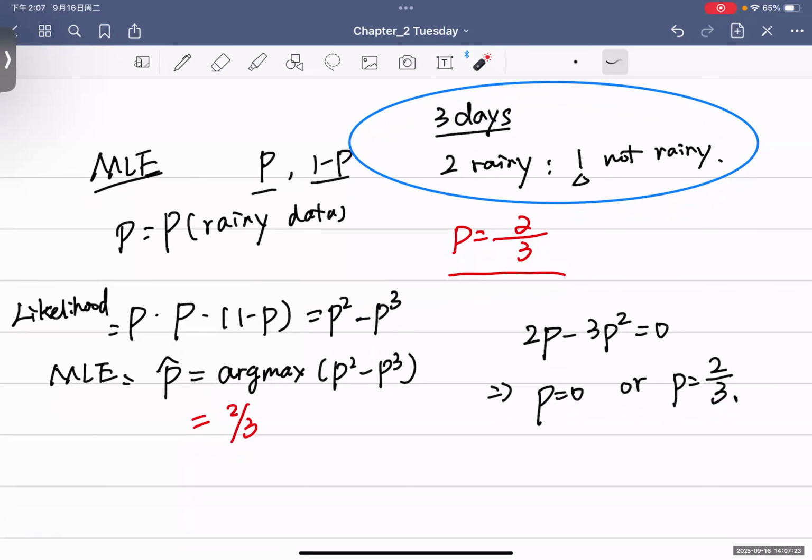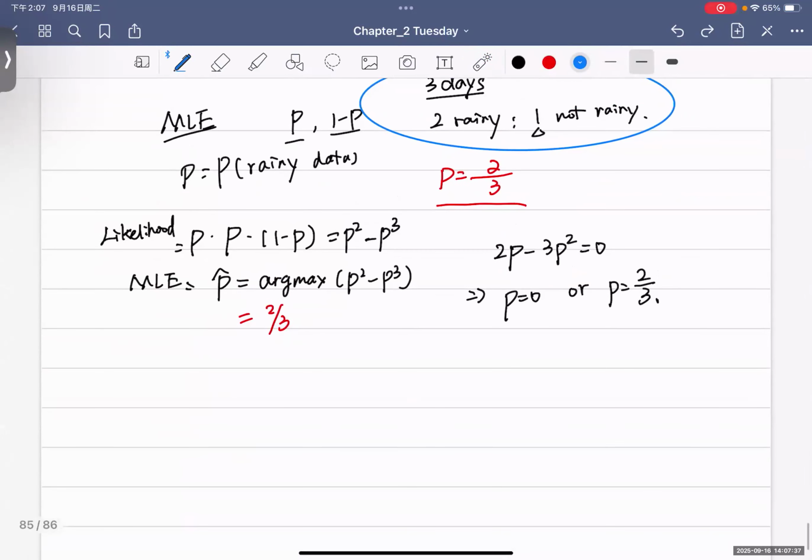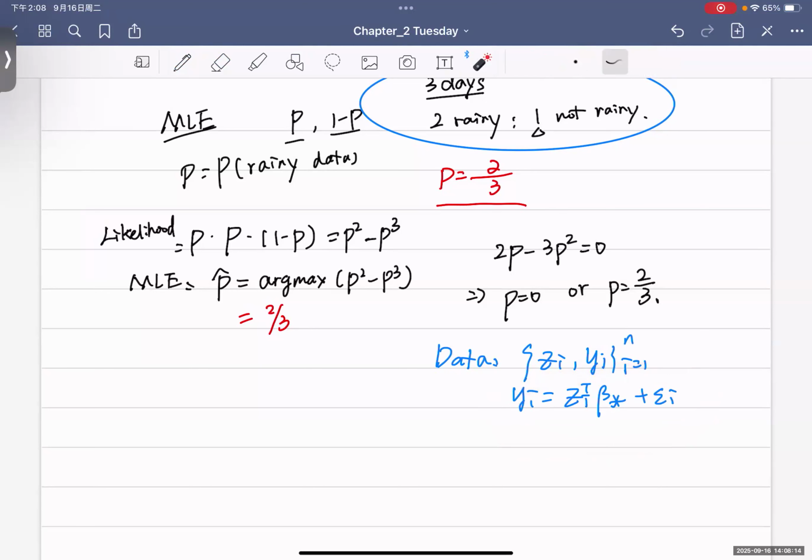And now our question becomes a little more complicated. Now my data does not look like this. My data is given as, I also use the blue, okay, zi and yi, i from 1 to n. And we also know where the noise comes from. What is the random thing? The random thing comes from our epsilon. So only epsilon has the probability. So this is our data. And what we are trying to estimate is beta star, and epsilon is our randomness. Therefore, we can find that yi minus zi transpose beta star is our epsilon i.